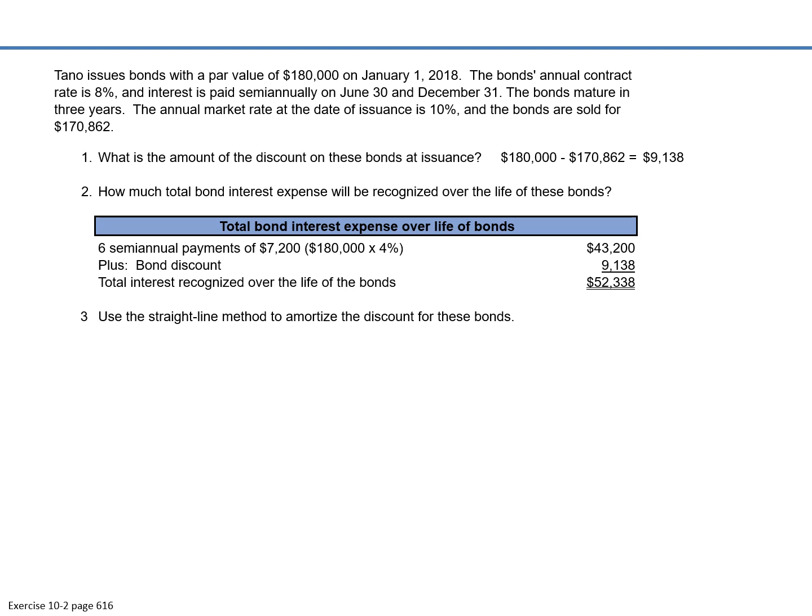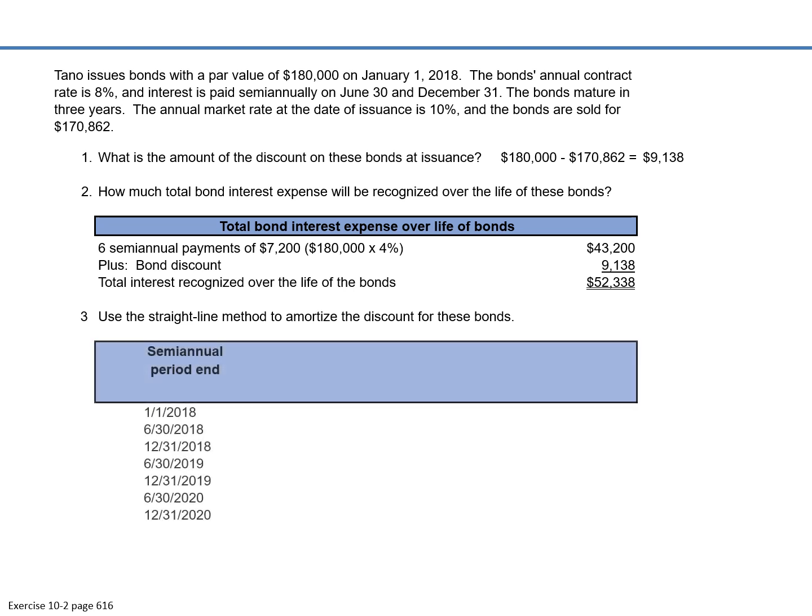Question 3, using the straight line method to amortize the discount. Use the straight line method to amortize the discount for these bonds. So if we have 6 semi-annual interest payments and we have a total discount of 9,138 to amortize, let's look at how that works. So we start with 9,138, that's our unamortized discount. And we have a carrying value of 178.62. That was from up above, right?